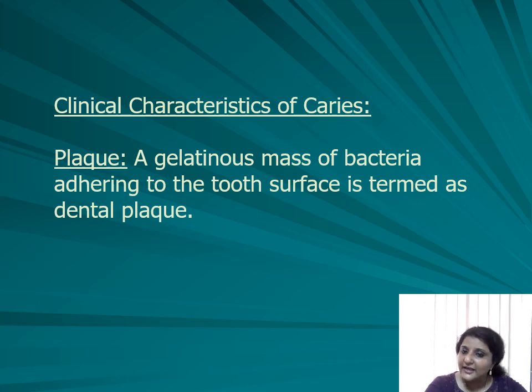Coming to the clinical characteristics of caries, we have plaque. Plaque is nothing but a gelatinous mass of bacteria that adheres to the tooth surface. When we get up early in the morning, if you run your tongue on the surface of your tooth, you find that it feels a bit rough. But if you look in the mirror, you won't see anything. That is your plaque.